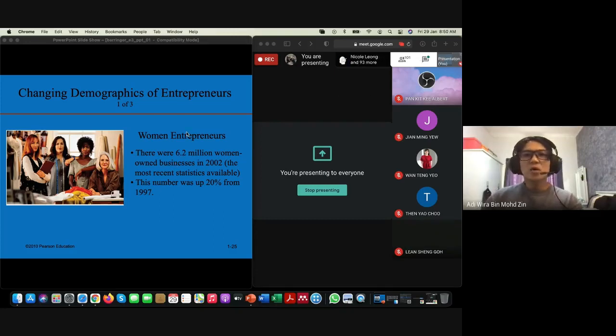Take a look at Malaysia, for example. The opportunity is being given by the government, and in fact an equivalent chance is being given to women. So that's why the numbers have increased.